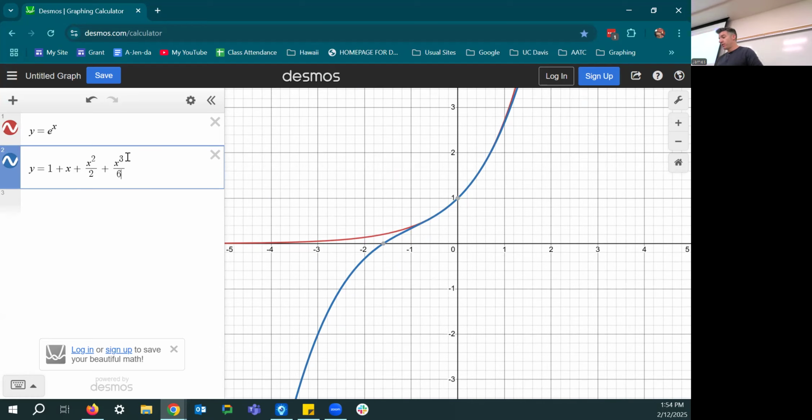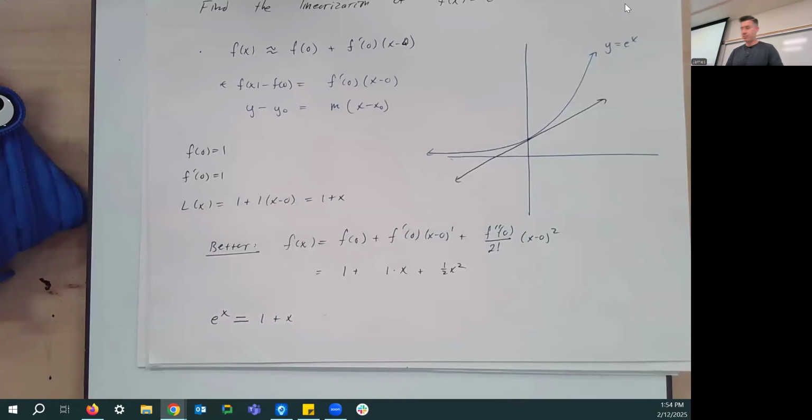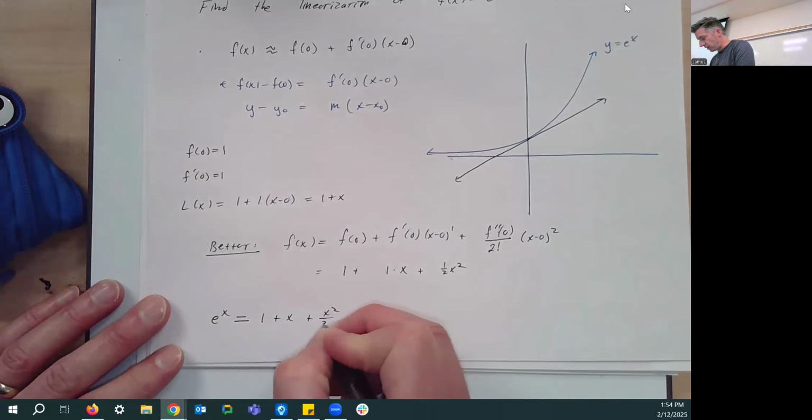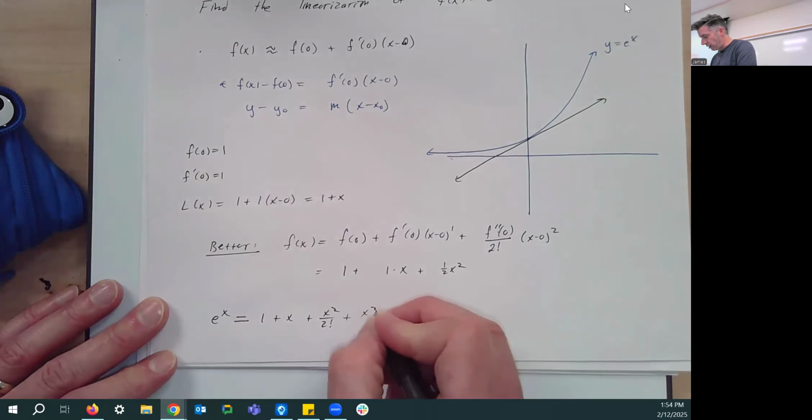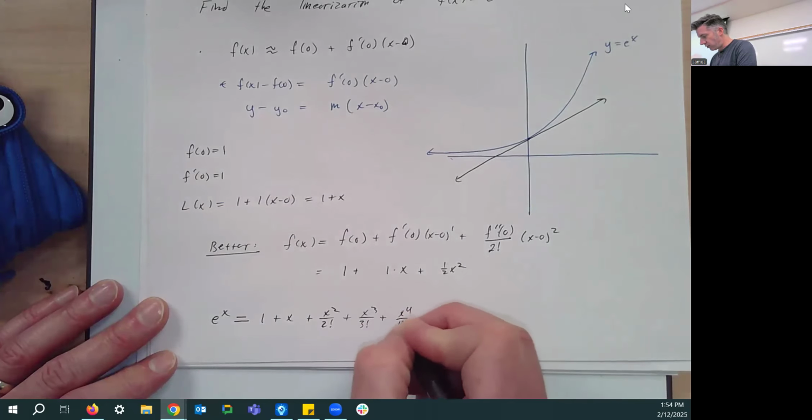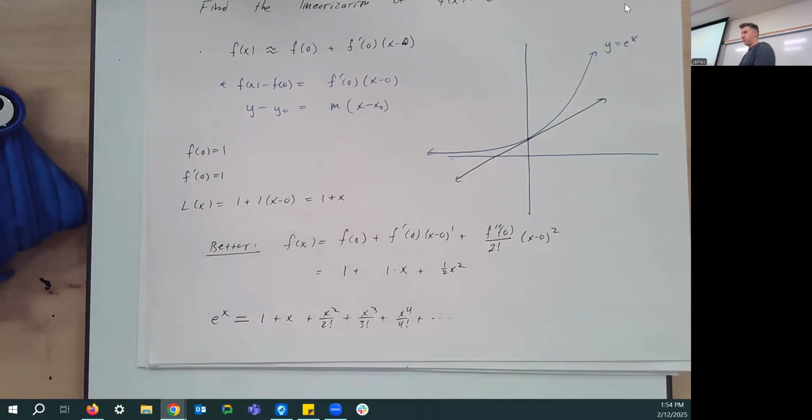But the point is that you can actually express e to the x as this Taylor polynomial. So you can say, cool, e to the x is actually legitimately equal to, not approximately equal to, actually equal to 1 plus x, plus x squared divided by 2 factorial, which is just 2, plus x cubed divided by 3 factorial, plus x to the 4th divided by 4 factorial, and it just goes on and on and on forever and ever and ever. Okay, yes, we're going to get there.